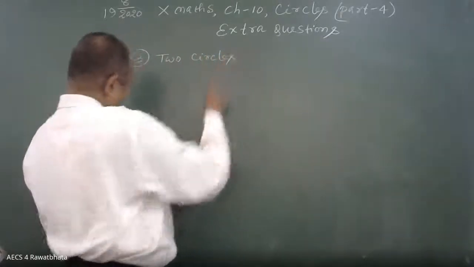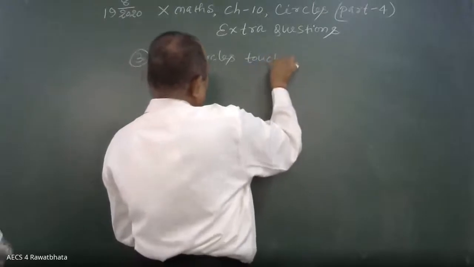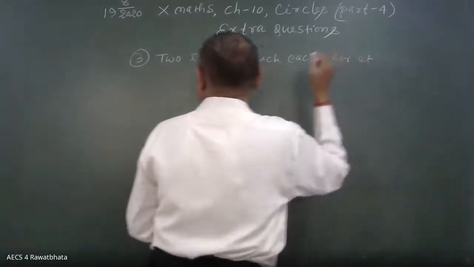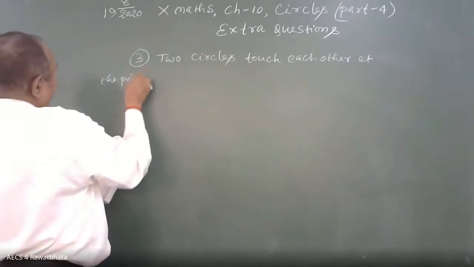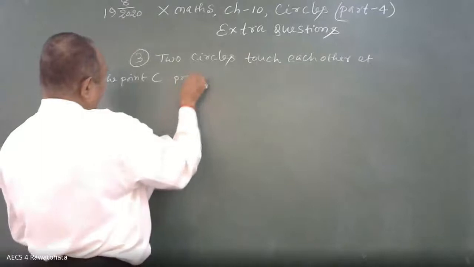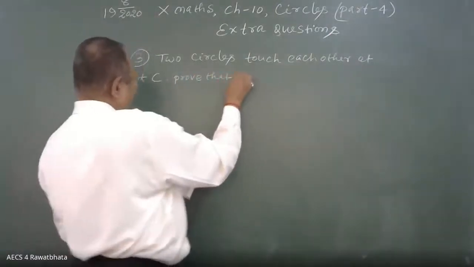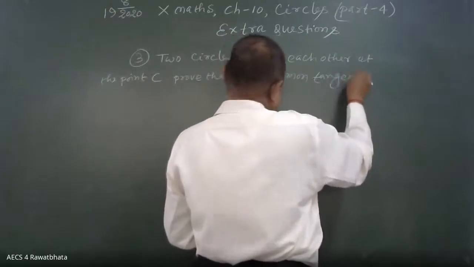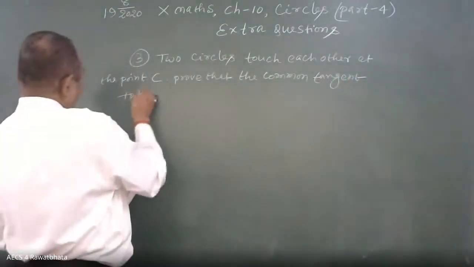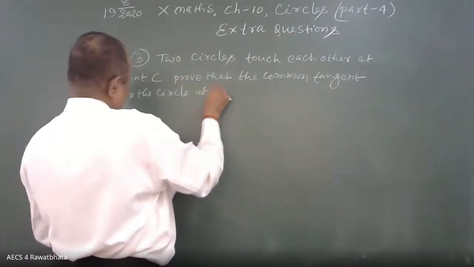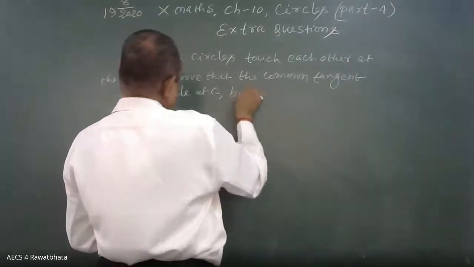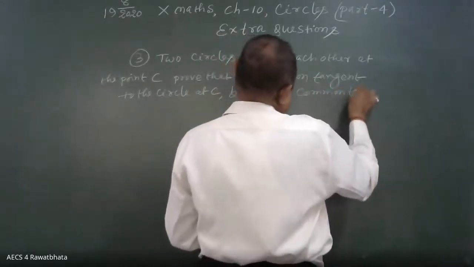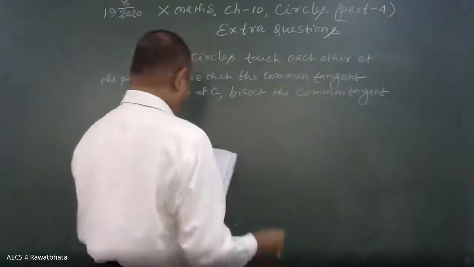Two circles touch each other at the point C. Prove that the common tangent to the circle at C bisects the common tangent at P and Q.